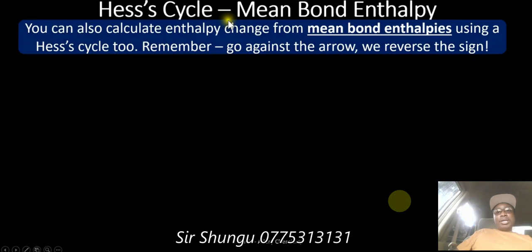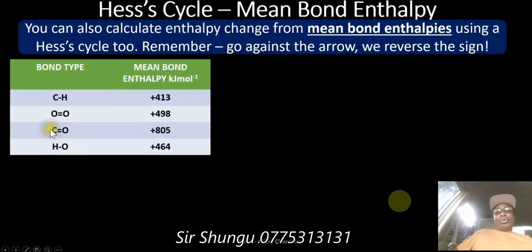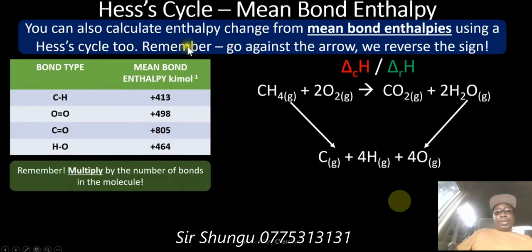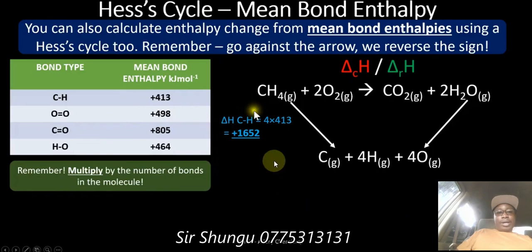We talked about mean bond enthalpy before. So you can also calculate enthalpy change from mean bond enthalpies using a Hess cycle. It's all about remembering that when you're going against the arrow, you change the sign of the enthalpy change. So here's another example, the last one in this video. We need to calculate our enthalpy change of combustion for this reaction here. This is methane burning to produce carbon dioxide and water, and we are given what?